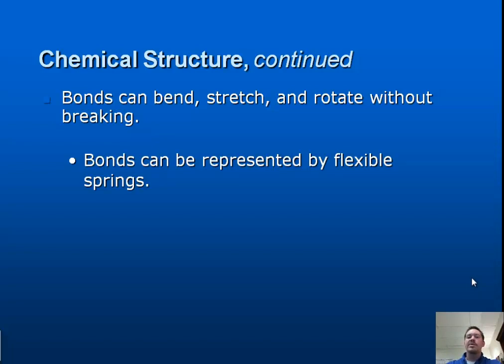So a better representation of bonding between, let's say, hydrogen and oxygen might be a spring, because we can bend those, we can stretch, we can compress the springs, we can bend the springs. This kind of shows a better idea of how that bond can actually act and behave. Again, a spring is a physical item that's connecting the two atoms, which really doesn't exist either.